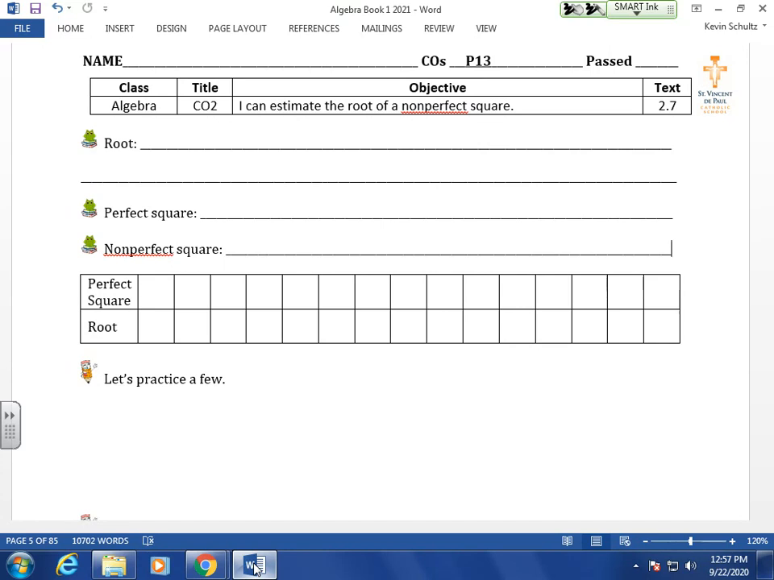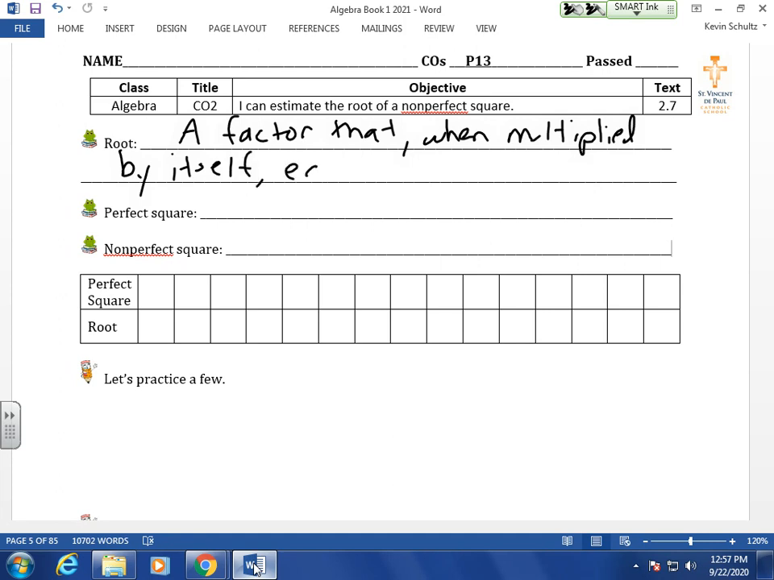Okay, I'll rephrase that a little bit. A root is a factor that, when multiplied by itself, equals the given number. Okay? It's a factor that, when multiplied by itself, equals the given number, or the number that we are taking the square root of.